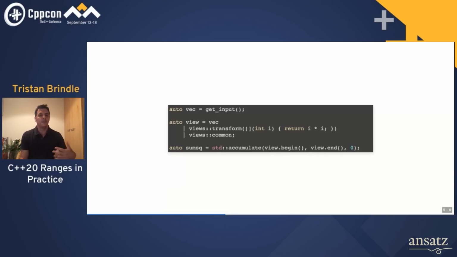Views common is just a pass through if the range already has the same type, so there's no harm in popping it on the end. And it's good practice if we're passing something into a C++17 era algorithm like this. So we've replaced standard transform with views transform. That's great. What can we do about accumulate?